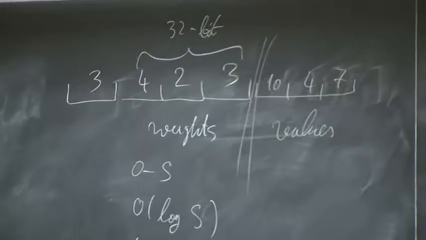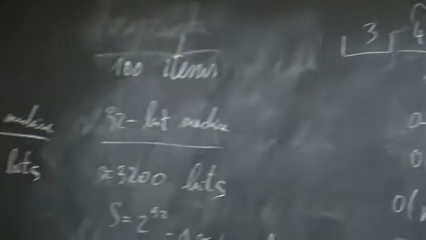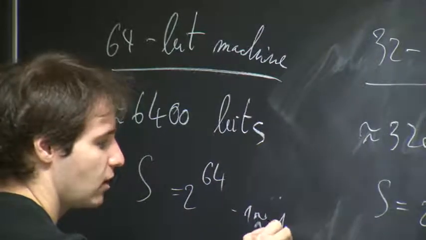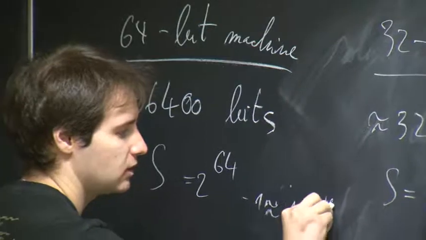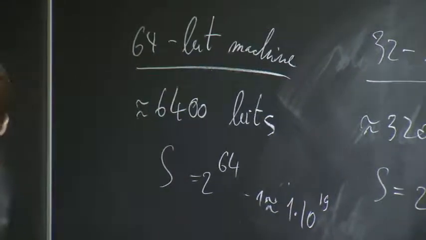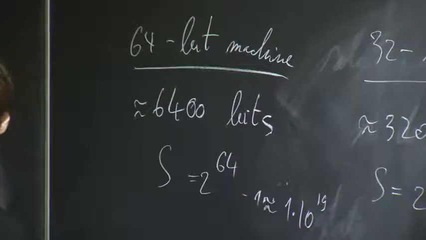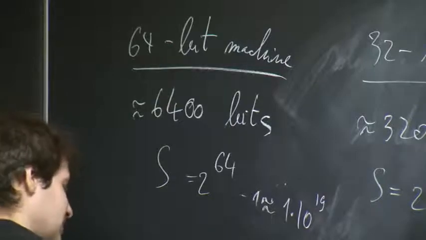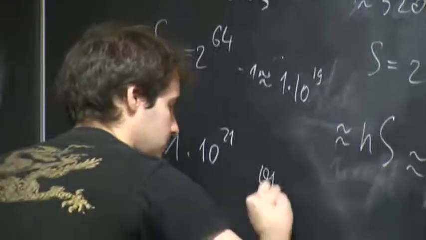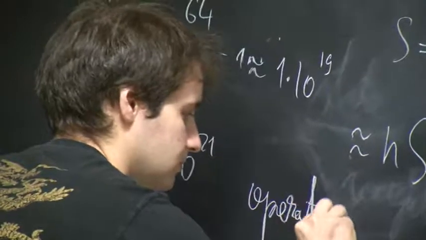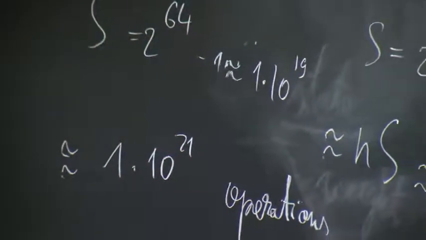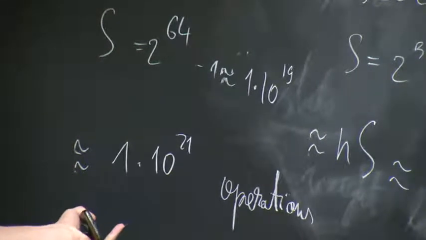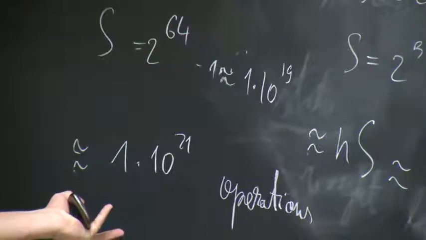Okay. What's the worst case s? 2 to the 64. 2 to the 64 minus 1, doesn't matter too much. It's 1.6 times 10 to the 19. So the worst case running time is 10 to the 21. So what happened? I increased my word size. The running time increased quadratically. This is not a polynomial increase.